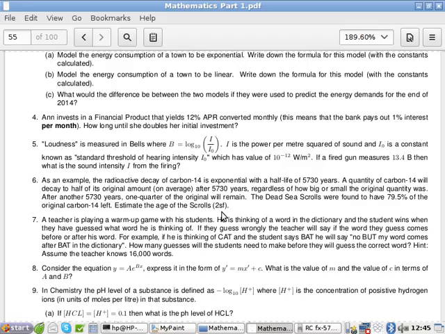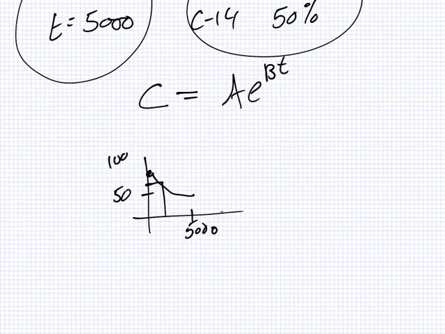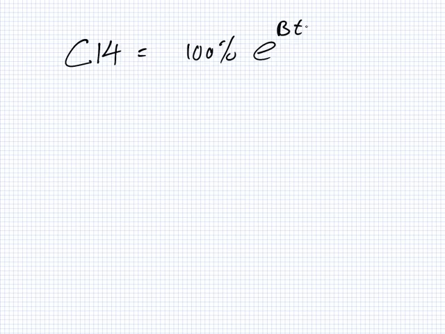Okay, let's have a look at this. Right. Were you able to find the A? I sure hope so. What did you get for the A? 100%. Okay. So we have carbon 14 is equal to 100% E^(BT). Now we should find the B. So how much carbon 14 do we have after 5,730 years? 50%.